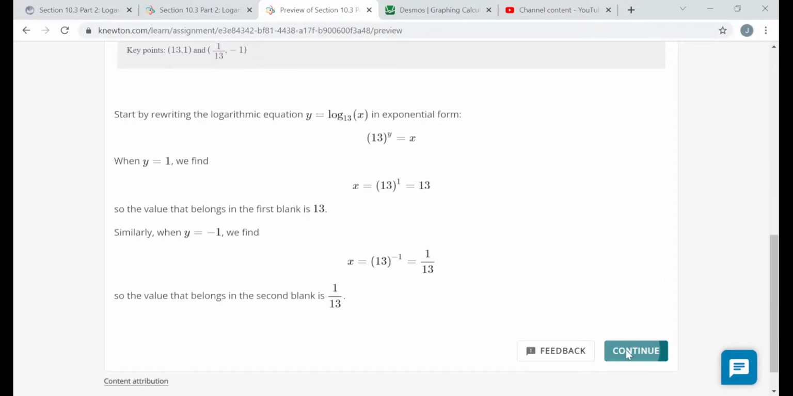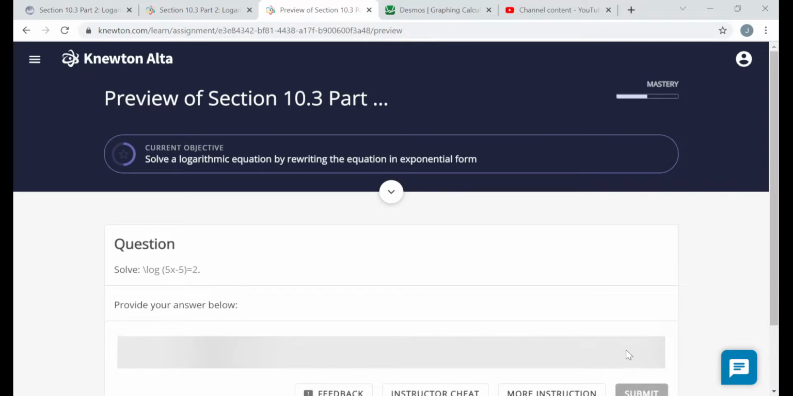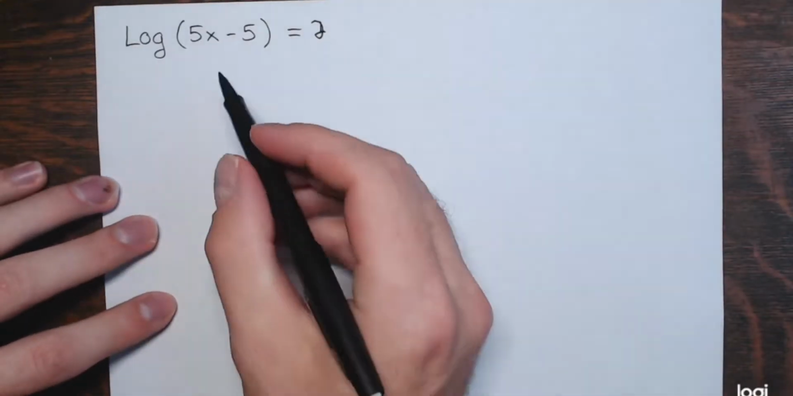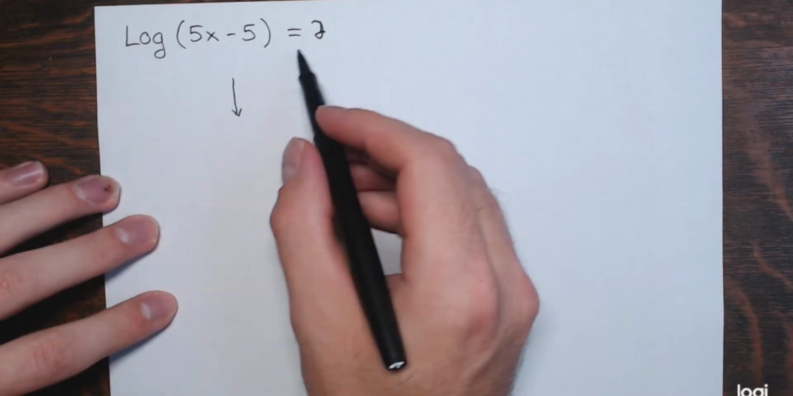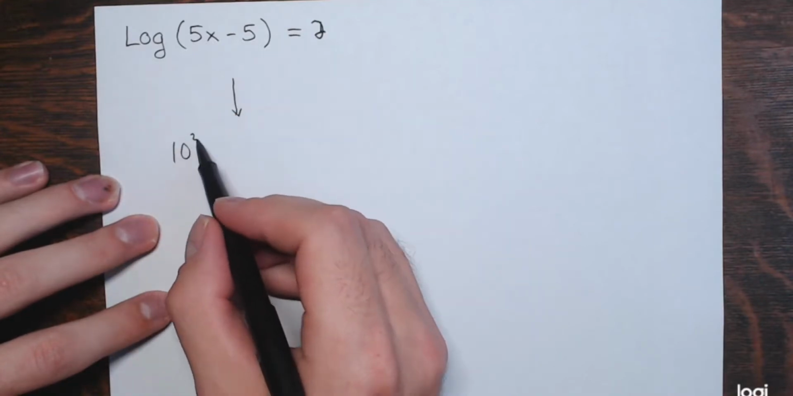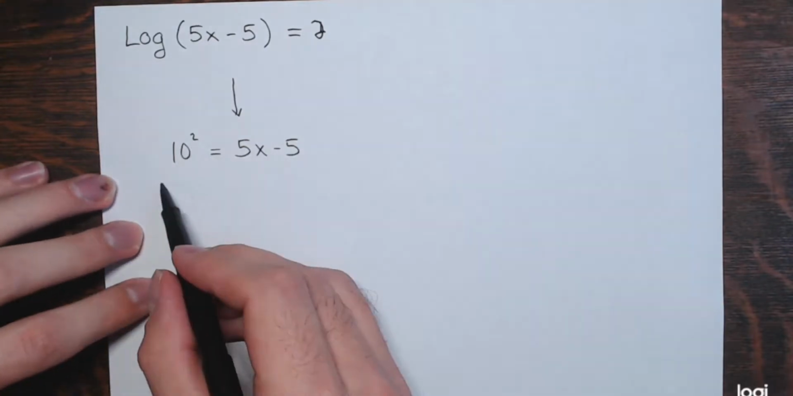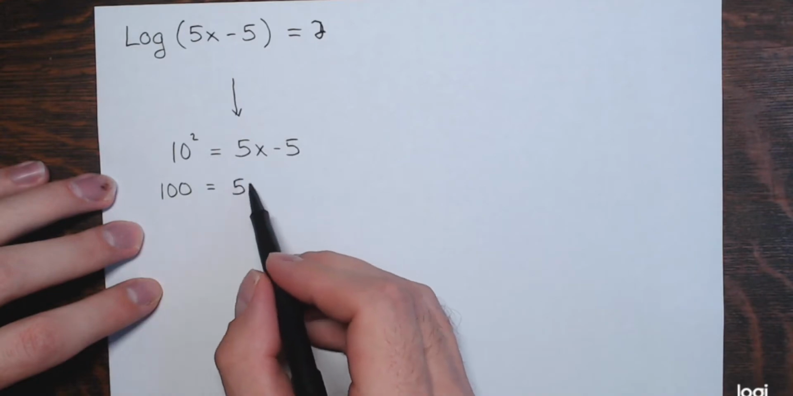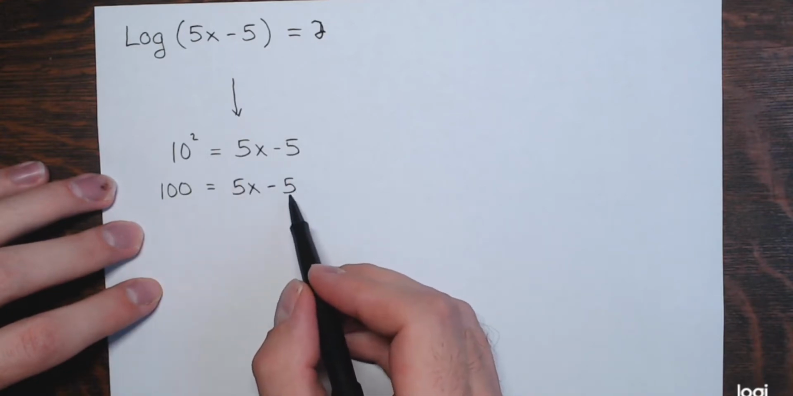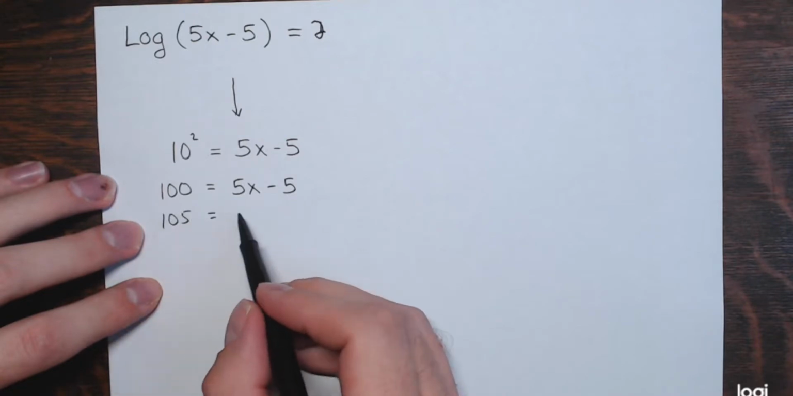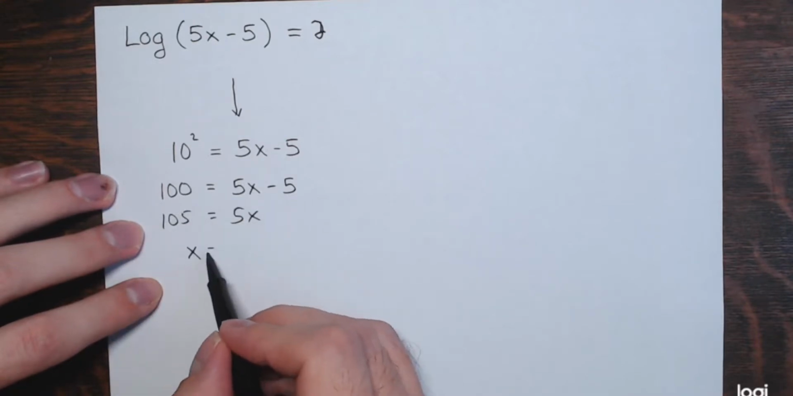Again, please read through the answer explanations. All right, now this time it's log base 10, right? When there's no base written and it's just log, that's base 10. So I change this to exponential form. This will be 10 to the 2nd power equals 5x minus 5. Well, 10 to the 2nd, that's 100. Then adding 5 gives me 105 equals 5x. Then dividing by 5, x equals 21.